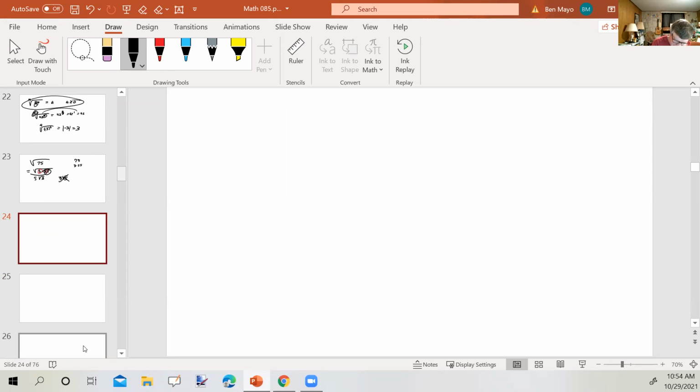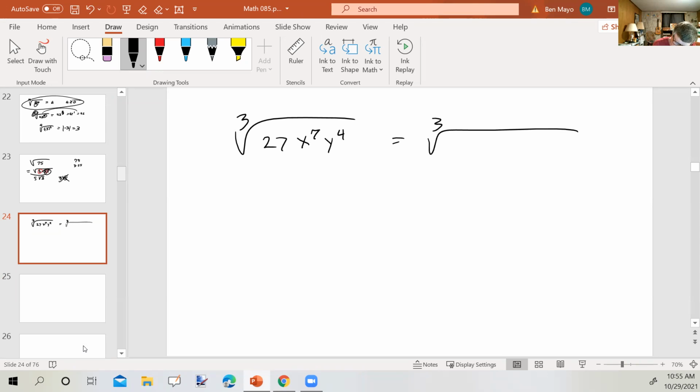If you've got something like the third root of 27 x to the 7th y to the 4th, you could rewrite that as the cube root of, well, 27 is 3 cubed. X to the 7th you could write as x to the 6th times x, and y to the 4th as y to the 3rd times y. Now, why did I pull them apart that way?